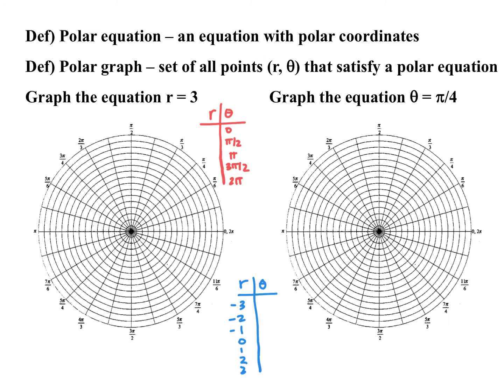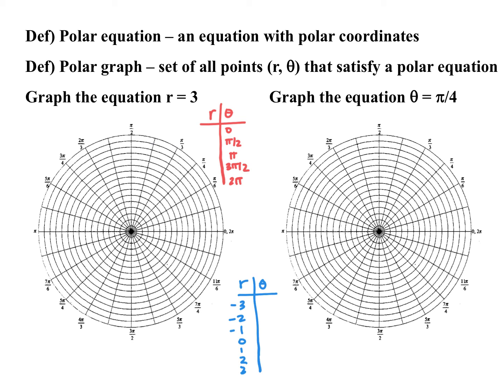Just like in the Cartesian plane, we can have polar equations, which would just be an equation that uses polar coordinates. And then a graph would be the set of all points (r, θ) that satisfy that polar equation. So one polar equation would be r = 3, or r equals some number.